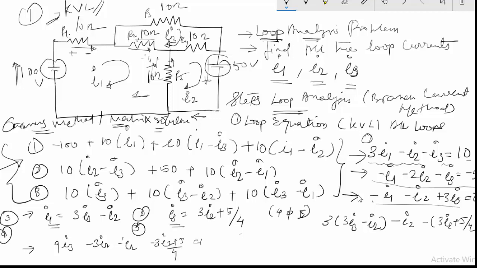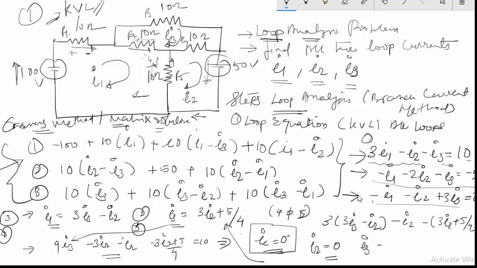On solving this, you'll find that I2 equal to 0, and by substituting the value of I3 here, you get an equation in terms of I2, and solving that you find I2 equal to 0. And after getting I2 equal to 0, you can substitute it in this equation and you will find I3 equal to 5 by 4, which is equal to 1.25.